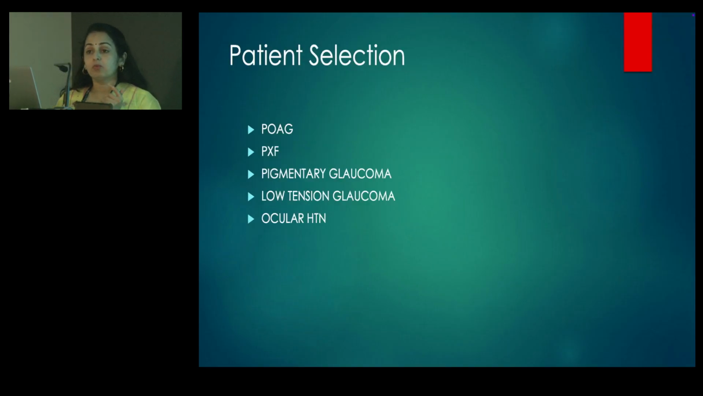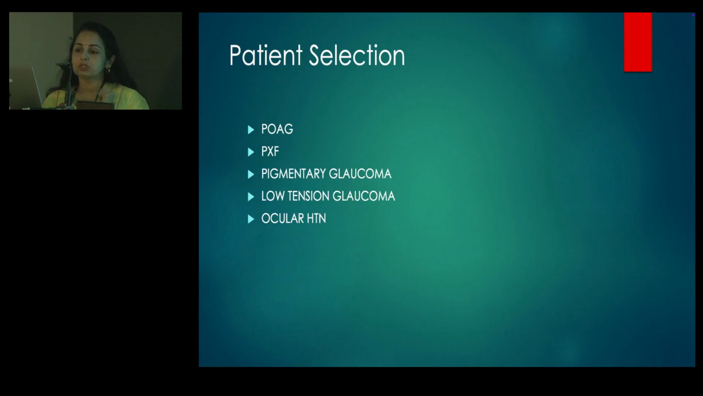So, to see the trabecular meshwork, the angle should be open, right? So, a good open angle is needed for a case whom we select for selective laser trabeculoplasty.